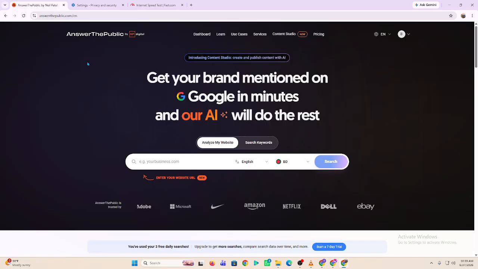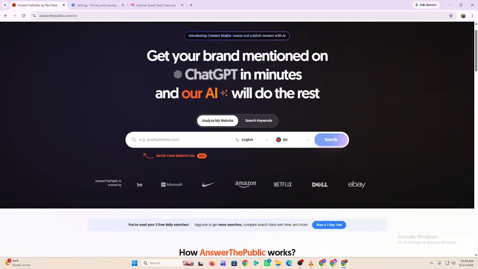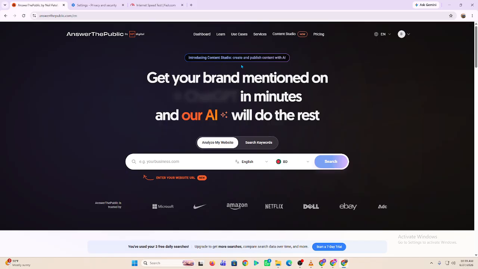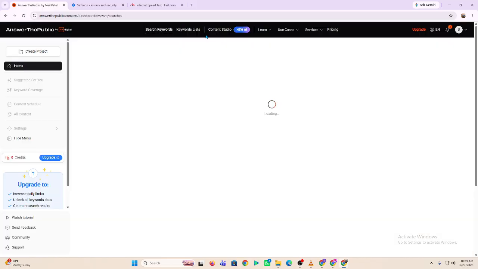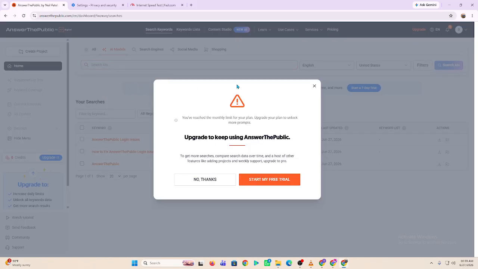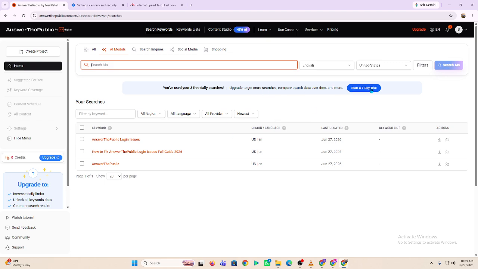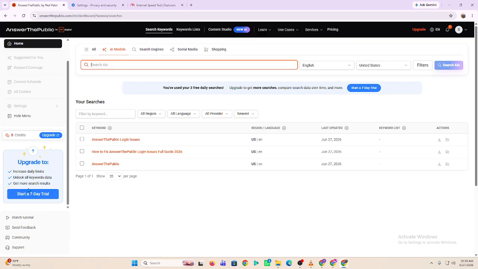As you master Answer the Public, you'll start seeing patterns. Use those patterns to scale your content creation and publish consistently around what people actually search for. Mastery comes from repetition. Keep updating your keywords, refining your clusters, and improving your content based on new search data.